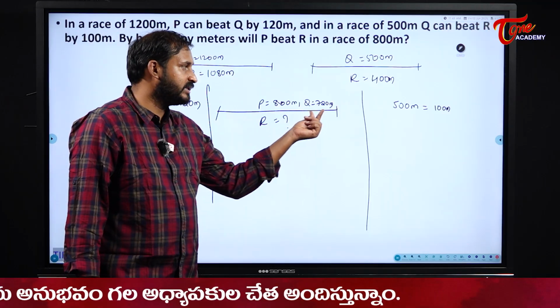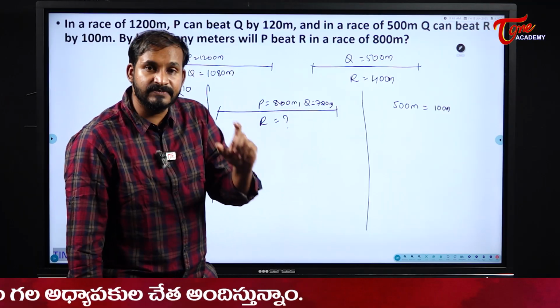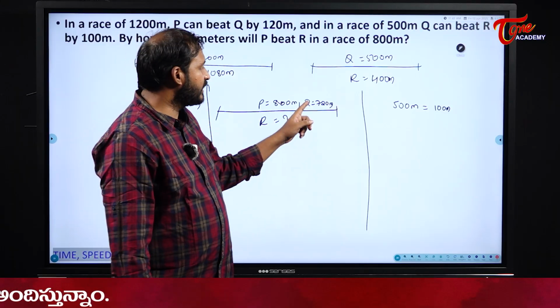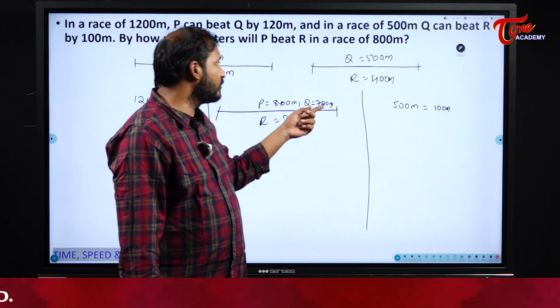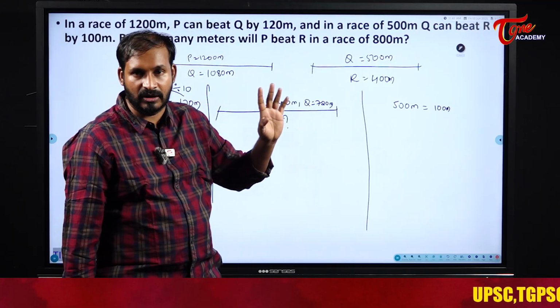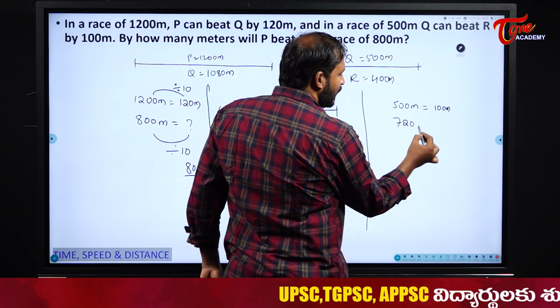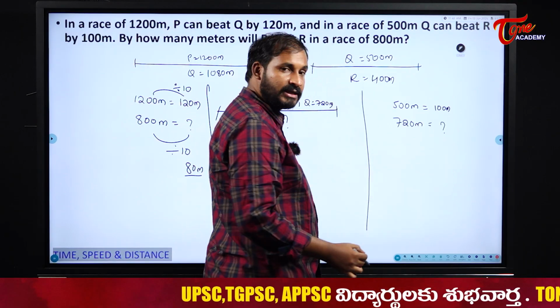But here Q is running how much? 720 meters. Please be careful. With respect to Q, we need to write the R. That is the reason. Here Q is running just 720 meters, so don't take once again the 800 meter race. It is wrong. So if Q runs for 720 meters, how much will R get as a start?